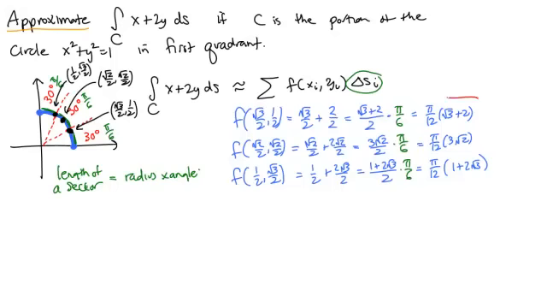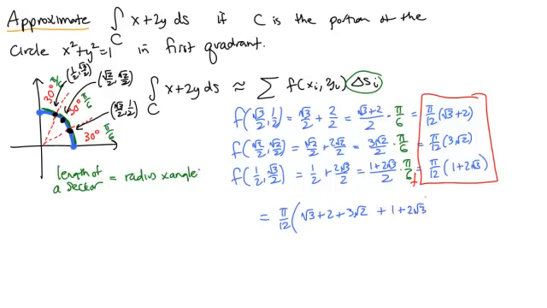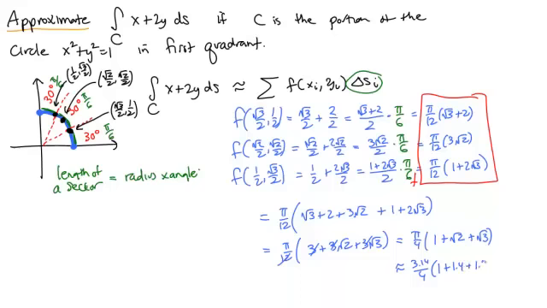So now that I've worked out each one of the pieces, we'll simply add those up. When we do that, we'll get pi over 12 times root 3 plus 2 plus 3 root 2 plus 1 plus 2 root 3, which will give us a total of pi over 4 times 1 plus root 2 plus root 3. If we made a crude approximation of this as being 3.14 divided by 4 times 1 plus 1.4 plus 1.7, then we would find that this is approximately equal to 3.2.